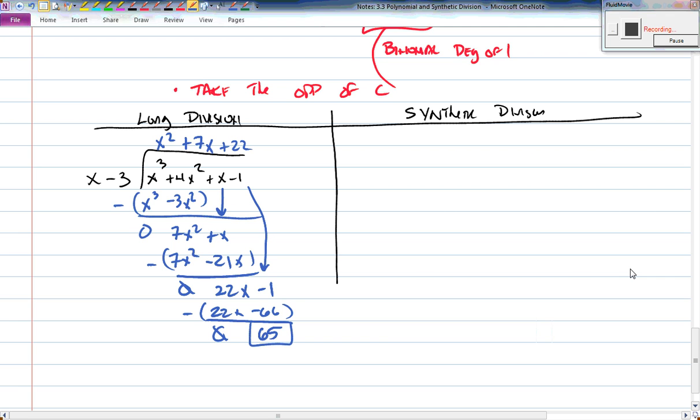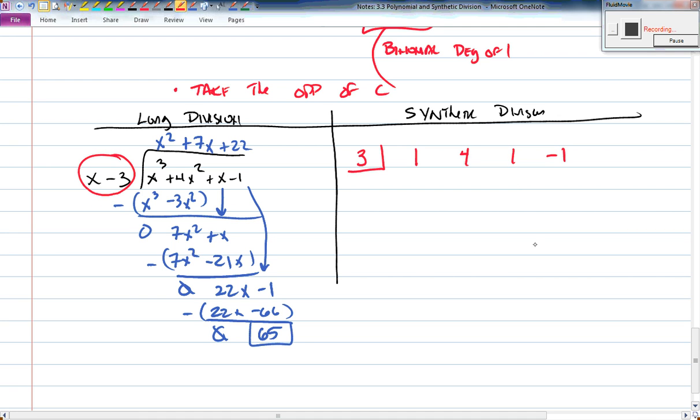All right, so let's compare that to a new way of doing division, and take into account I am dividing by x plus or minus c, so I'm good to go there. So I'm going to take the opposite of c. In this case, the c value is represented by a negative 3, so I'm going to take the positive 3. I'm going to write down some numbers: 1, 4, 1, negative 1.